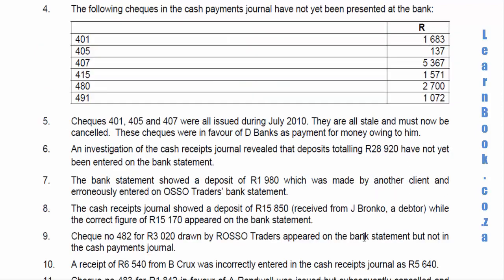Number 7, the bank statement showed a deposit of 1,980, which must have been made by another client and erroneously entered in Osso Traders' bank statement. We have got to reverse this deposit as it was an error made by the depositor. It only affects the bank statement. We have not updated it into our bank ledger account as yet.